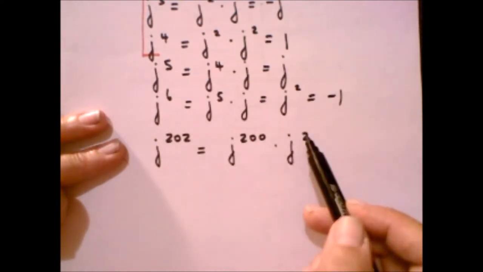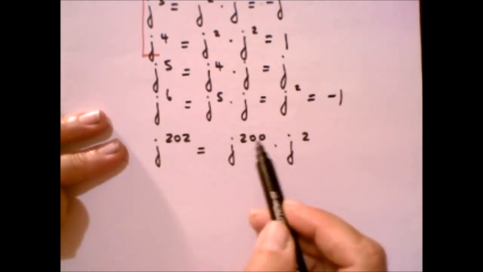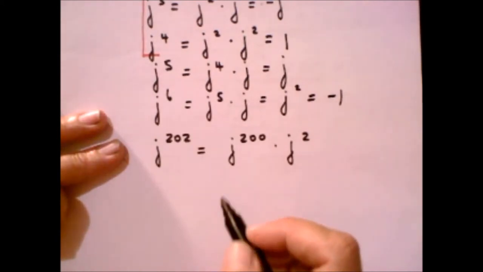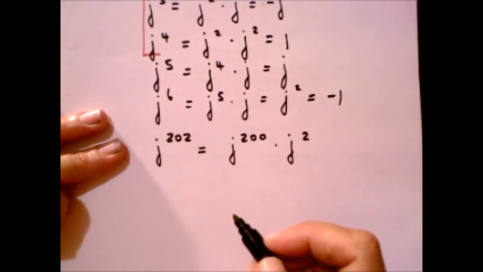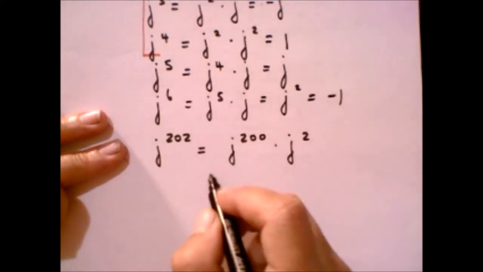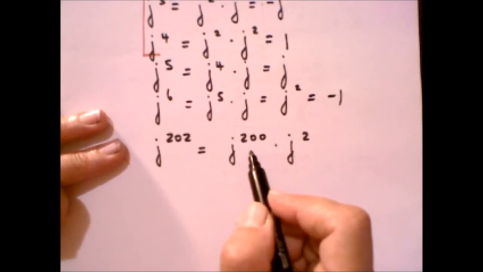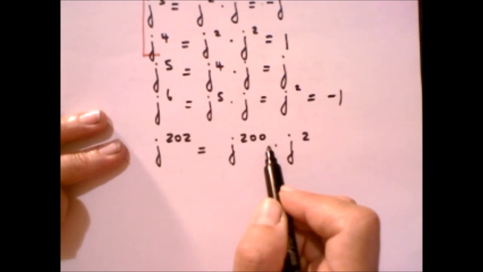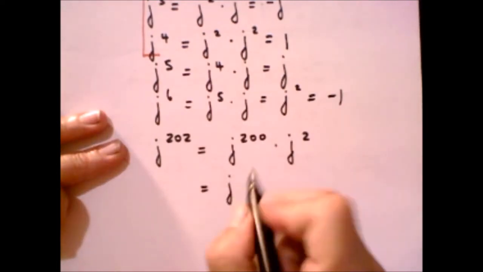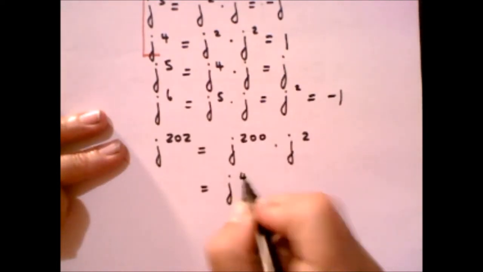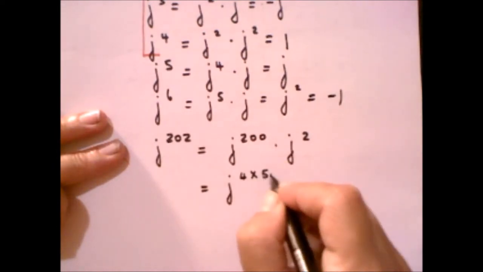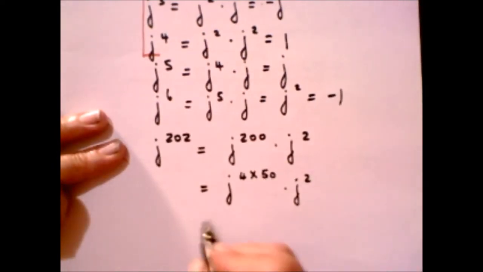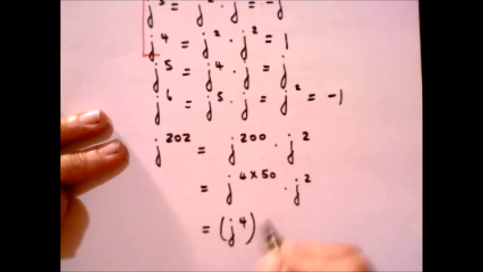So let's leave that for the meanwhile and focus on j to the power 200, and see if we can simplify it down to a power between 1 and 4. So let's see, what is 200 divided by 4? Well, that's going to be 50, right? So j to the power 200 is the same as j to the power 4 multiplied by 50 times, which can be written as j to the power 4, all to the power 50.